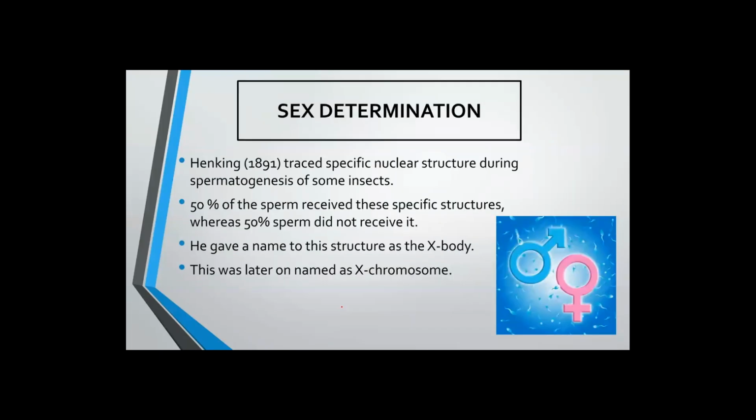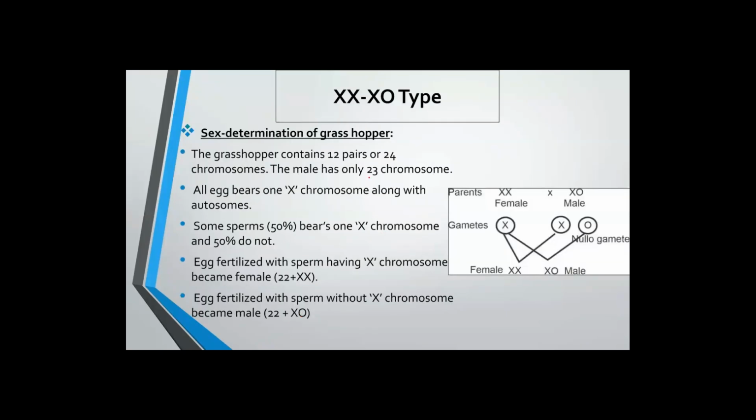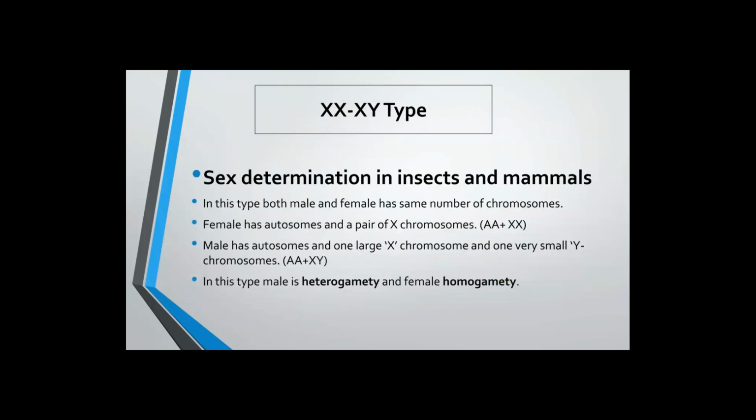Moving to sex determination, we have the XX-XO type, which is seen in grasshoppers, that is insects. Here the females have the XX genotype and the males have the XO genotype. In the case of mammals, in addition to the 22 pairs of autosomes, there is one pair of sex chromosomes. If it is XX, it represents female, and if it is XY, it is male. So male is heterogametic and female is homogametic.